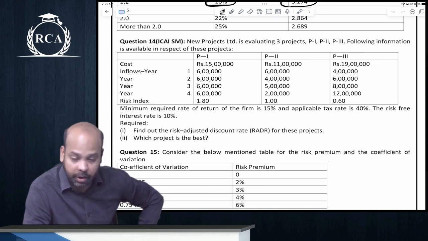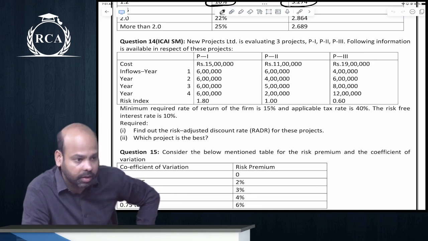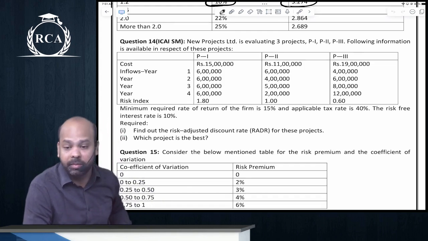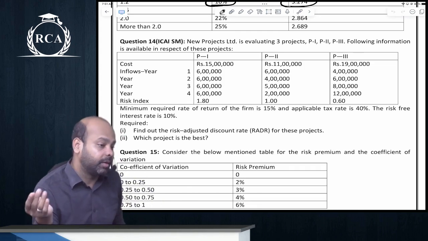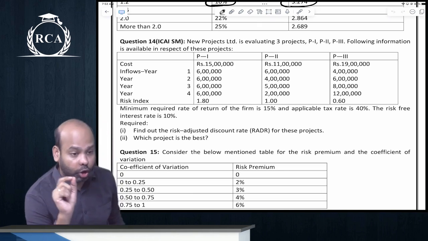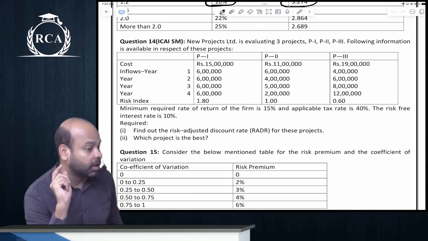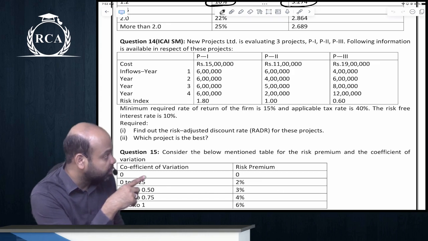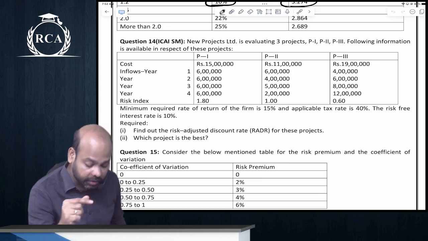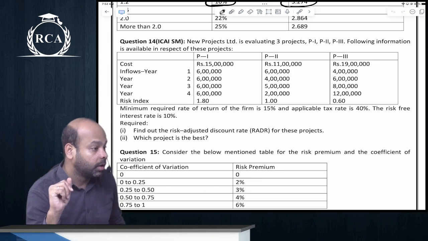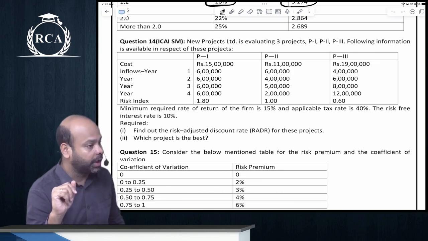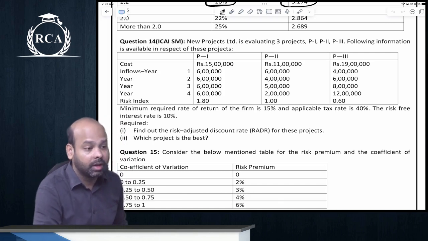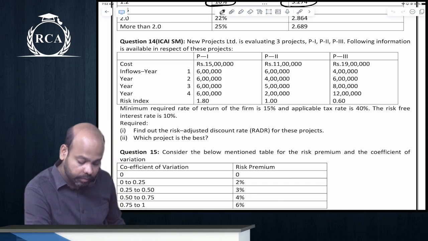This minimum required rate of return of the firm, that is 15%, will now become the return at a risk index of 1. That should be considered as the base. 15% will be considered as the base. That means on a normal risk project the firm is expecting a return of 15%, so the risk premium is 5%, because your risk free rate is 10%. So if the risk index is 1.8, how much should your risk premium be? 1.8 multiplied by 5, 9% should be your risk premium. To that you will add 10%. Is it understood?